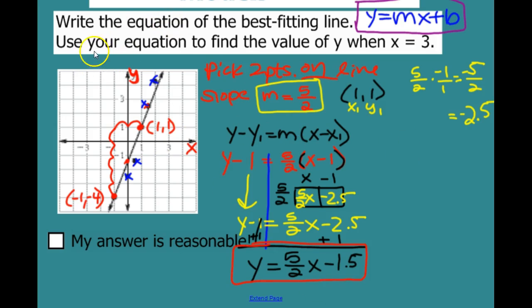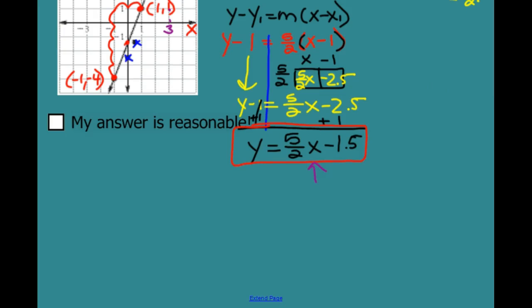But that's not the end. This is what we did the other day. Now it says use your equation to find y when x is 3. We can't follow 3 up to our line because it doesn't fit on our graph. It's not there. So now instead we just need to take 3 and plug it in for x. So all I'm going to do is rewrite my equation, 5 over 2, but x is now a 3, and then minus 1.5.